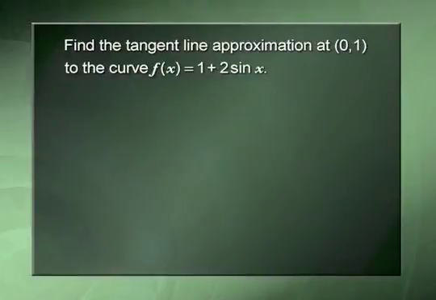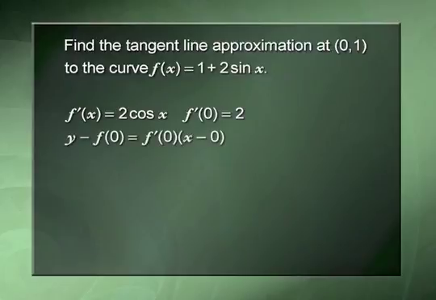How do we do it? Well, you remember. Take the derivative. The derivative is 2 cosine x. Plug in the value 0 into the derivative, and you get that f prime of 0 is 2, because cosine of 0 is 1. And now form the equation of the tangent line. Using the point slope formula, you get y minus f of 0 equals f prime of 0, the slope, times x minus 0. f of 0 is 1, so you get y minus 1 is 2 times x minus 0, and then simplify: y equals 1 plus 2x.